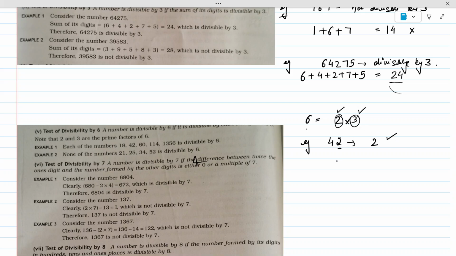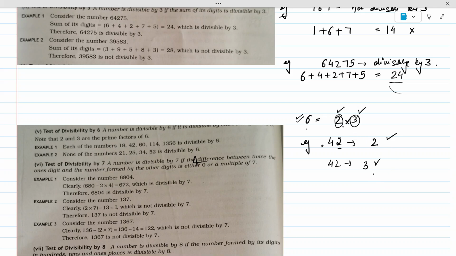Okay. Now coming to 3. 42 is a multiple of 3, right? It is a multiple of 3. Even if you add the digits, you will get 6, which is again a multiple of 3. So this number is also a multiple of 3. That means the given number 42 is divisible by both 2 and 3. That means it is also divisible by 6. This is the rule.